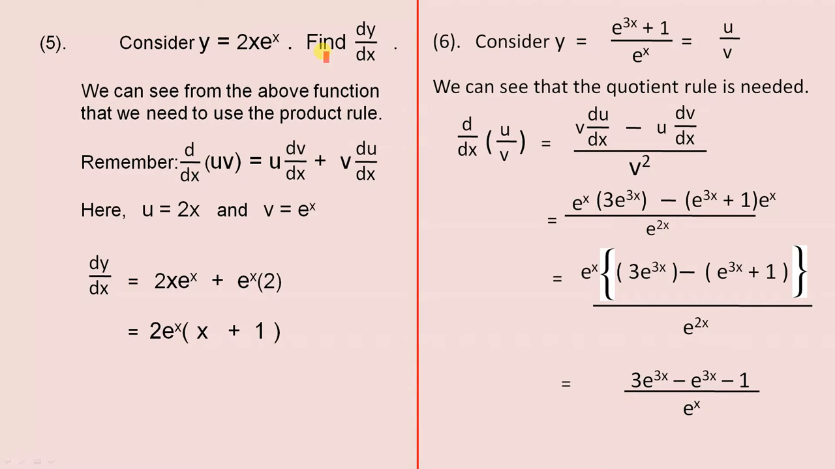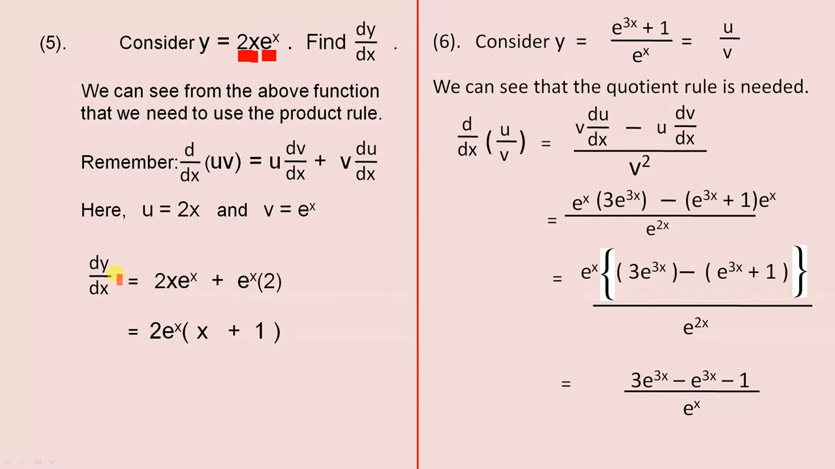Consider y equals 2x e to the power of x. Find dy/dx. We can see from the above function that we need to use the product rule. And we remember earlier, d/dx of uv was u dv/dx plus v du/dx. That's the product rule. Here, if we let u equals 2x, and v will equal e to the x.